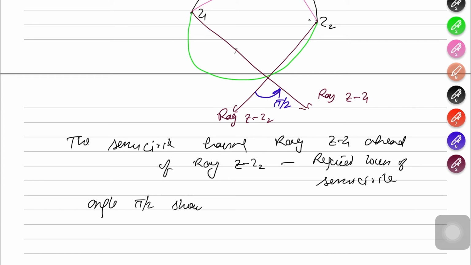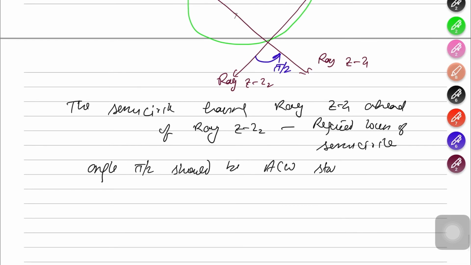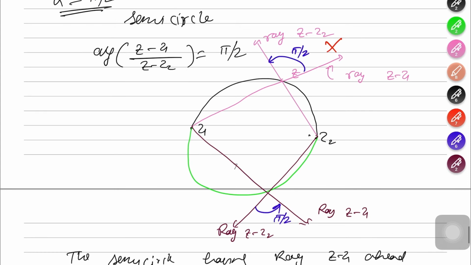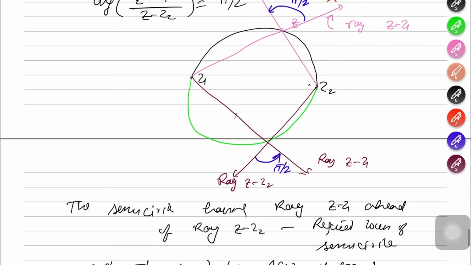So if we draw an angle pi by 2, ahead means the angle pi by 2 should be anti-clockwise, starting from z minus z2 and ending at ray z minus z1. Here we observe that if we start from z minus z1, the angle is pi by 2, but the starting is not z minus z1, whereas in this case the angle pi by 2 is anti-clockwise, starting at z minus z2 and ending at z minus z1. That's why this is the required locus.